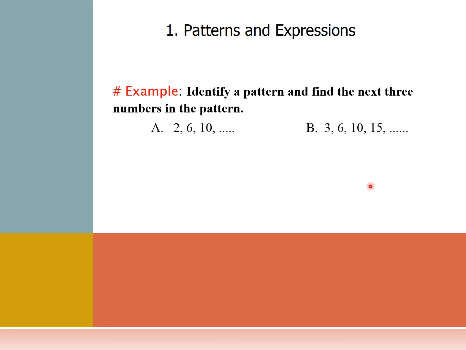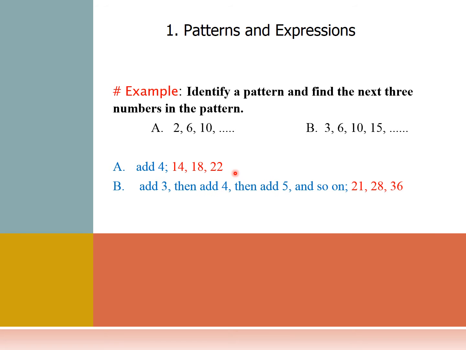Here we have number 1: 2, 6, 10, and for the second one, B: 3, 6, 10 and 15. For the first one, add 4. To 2 add 4 we get 6, add 4 we get 10, add 4 we get 14, add 4 we get 18, add 4 we get 22. So this is the answer.